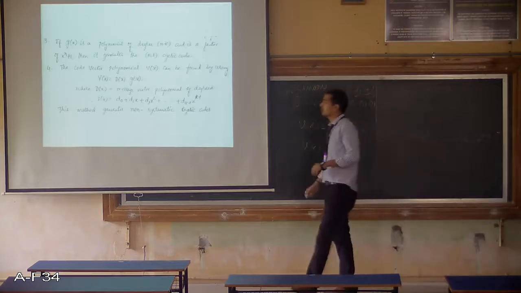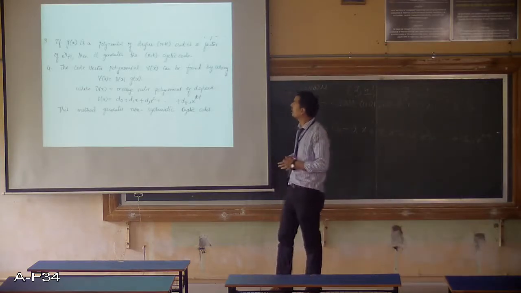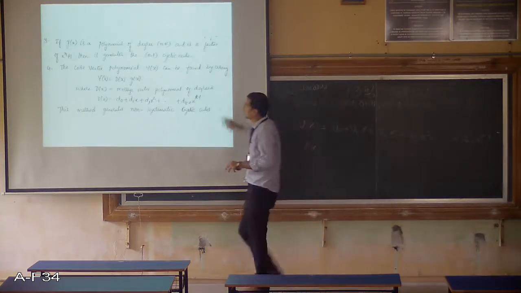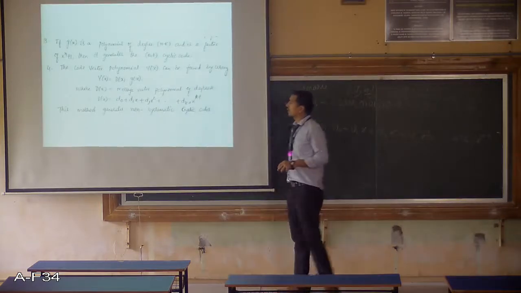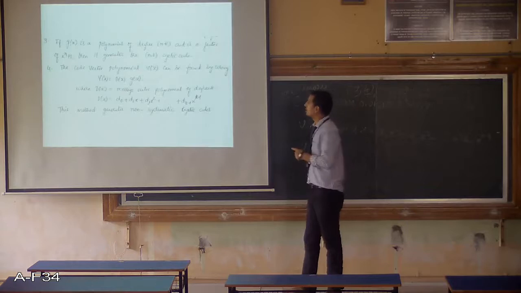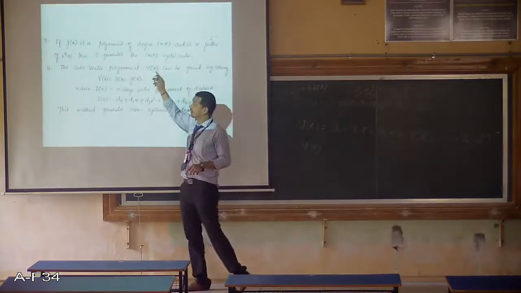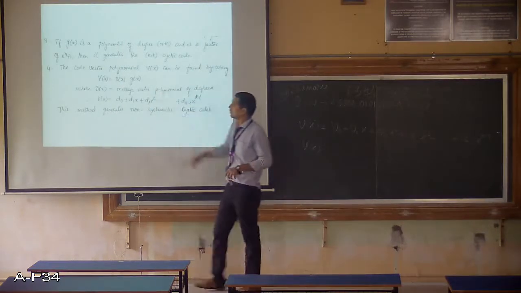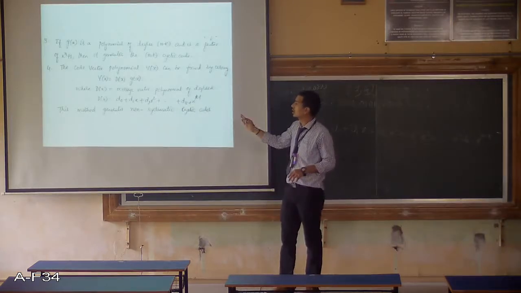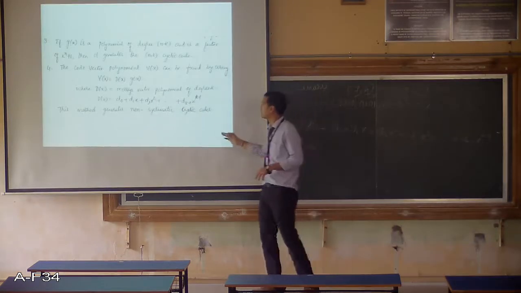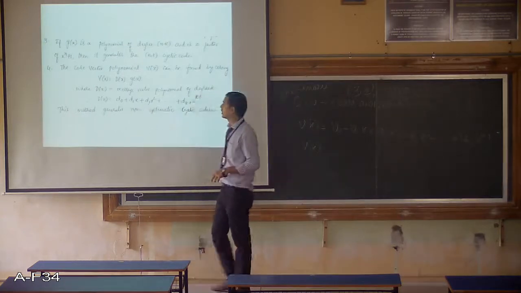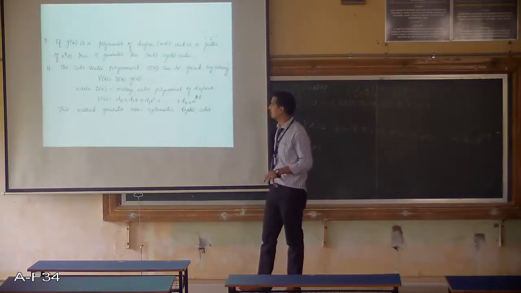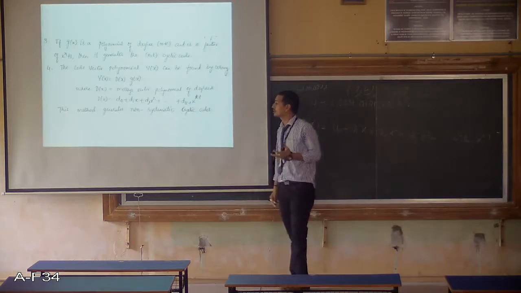The third property is: if g of x is a polynomial of degree n minus k and is a factor of x to the power n plus 1, then it generates an (n, k) cyclic code. The code vector polynomial v of x can be found using v of x equals d of x into g of x, where d of x is the message vector polynomial, written as d naught plus d1 x plus d2 x square, till d of k minus 1 x to the power k minus 1. This method generates non-systematic cyclic codes.